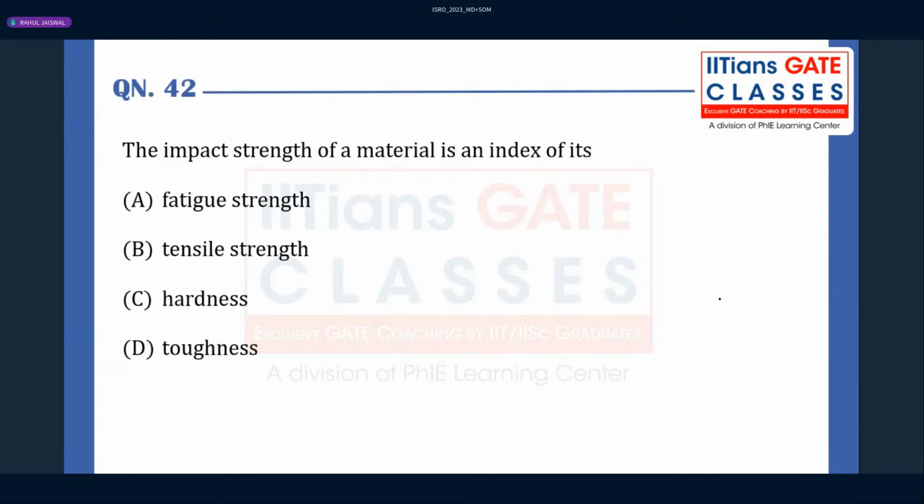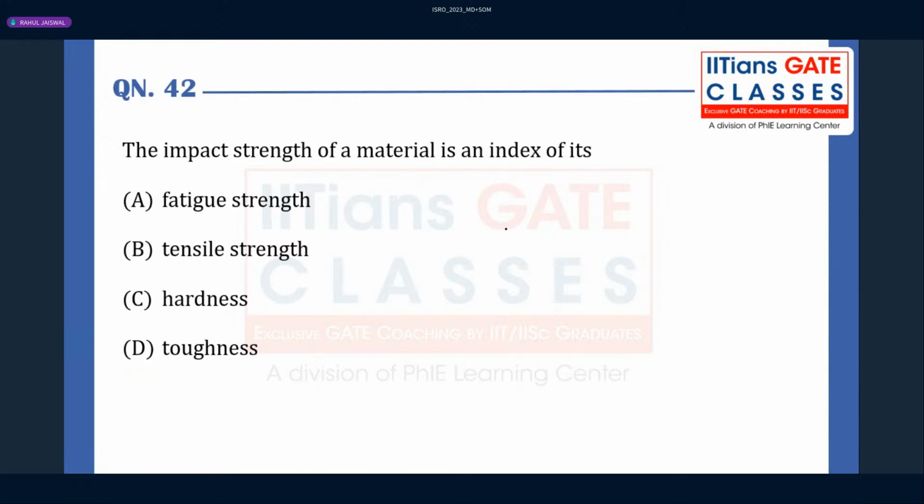Okay. Here, note down a few more things regarding impact strength. Whenever we are determining the impact strength of a component, which tests do we basically perform? Impact testing machine. What is the meaning of impact test?